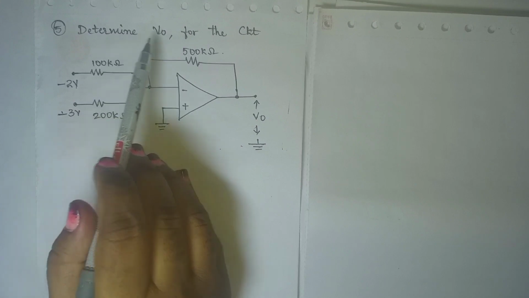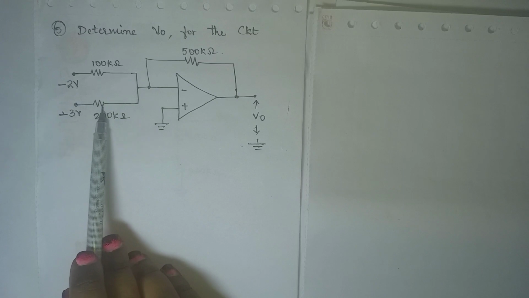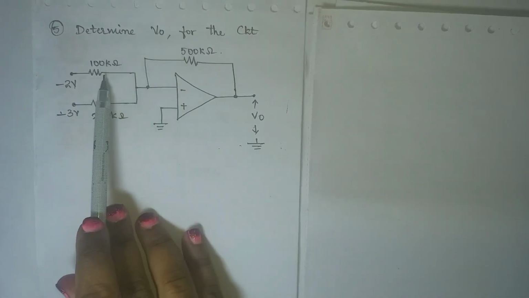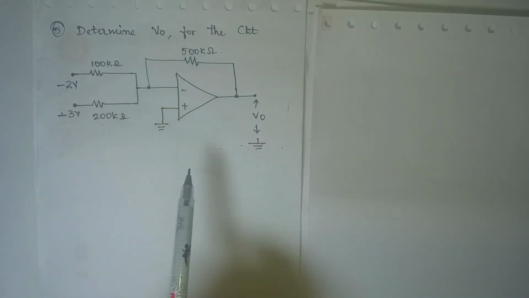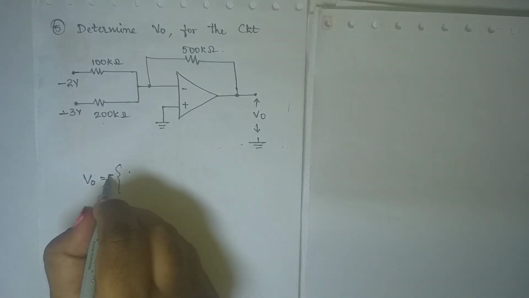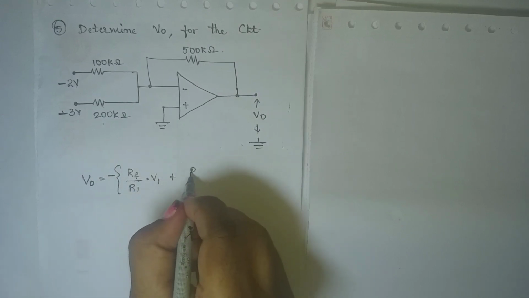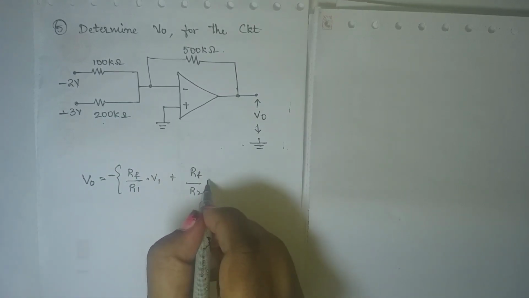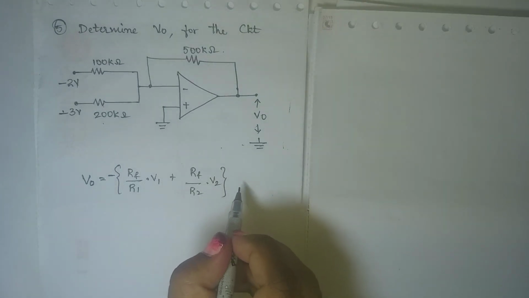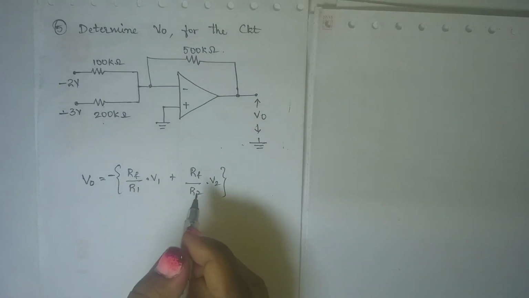The next problem is to determine V0 for the circuit. This is the summing circuit where you are giving the input to the inverting terminal, and RF is 500 kilo ohm, R1 and R2 are given here. I need to find the value of V0. We know the expression V0 is equal to minus RF divided by R1 into V1 plus RF divided by R2 into V2. If you have one more input, you will write plus RF divided by R3 into V3. I have only two inputs, so two variables are enough.